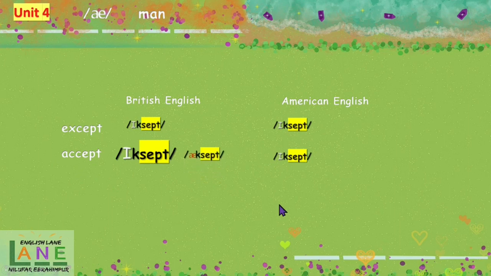In British English, people don't usually say accept for this word. But in American English, most of the time people say accept. So this is like one of the words that has two forms of pronunciation, and a different one is used in another accent. But you see, they're both correct.